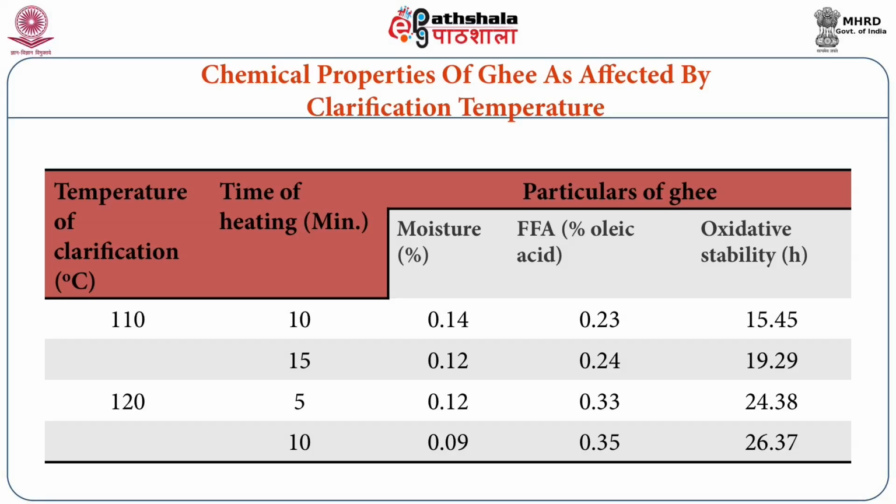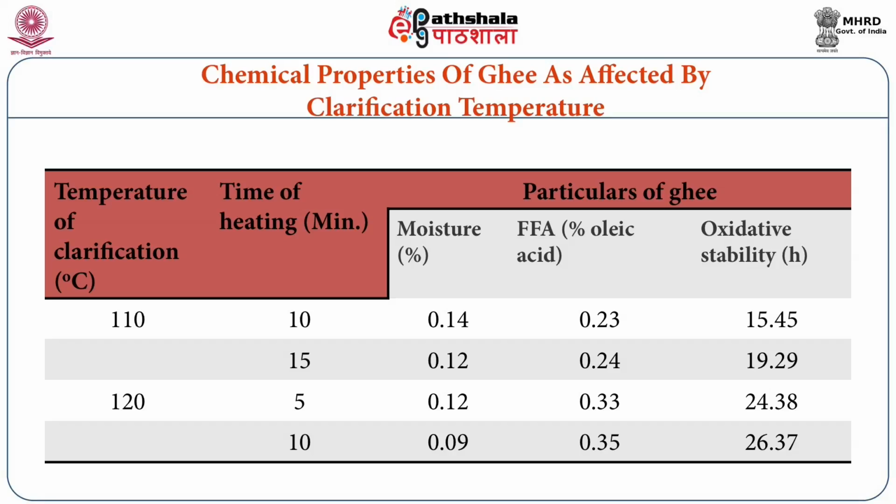So I have given you an instance of, say, 110 degrees as clarification temperature, with a heating period at that temperature of 10 to 15 minutes. In the next two rows, at 120 degrees centigrade for a 5 or 10 minute holding period, you can see the moisture content at 110 degrees was 0.14 or 0.12%, whereas if you go for a higher temperature of 120, that is 10 degrees more, the moisture content is reduced to 0.09%. So higher the temperature, lower the moisture content.